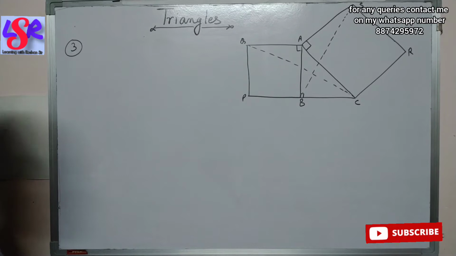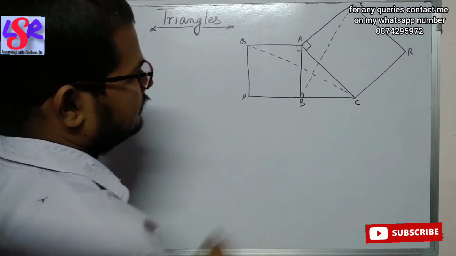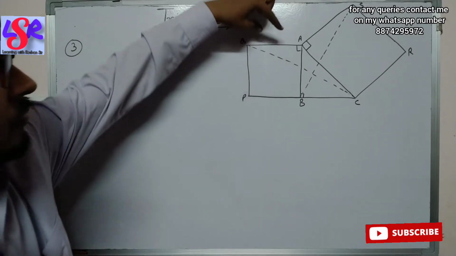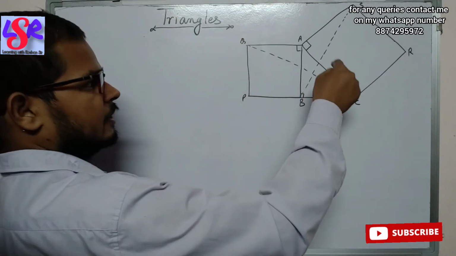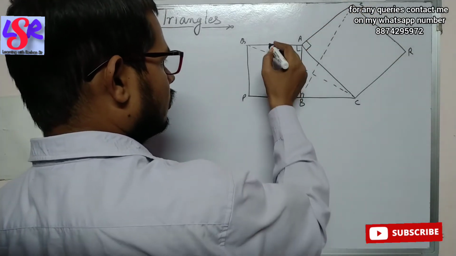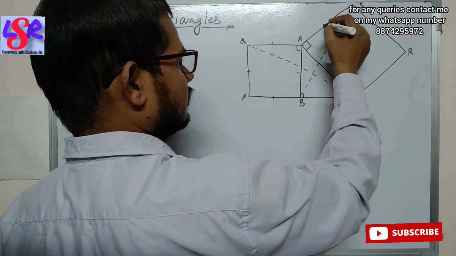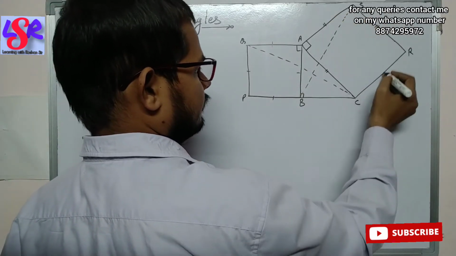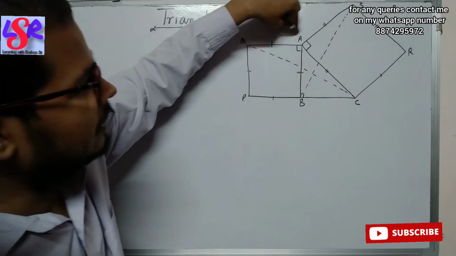Now in question number 3, we are having a right triangle, that is ABC, and then on the side AB we are having a square, that is AQPB, and on the hypotenuse again we are having a square, that is ASRC. So all of these sides will be equal. Similarly, all of these sides will also be equal. Now we have to prove the triangle ACQ congruent to triangle ASB.